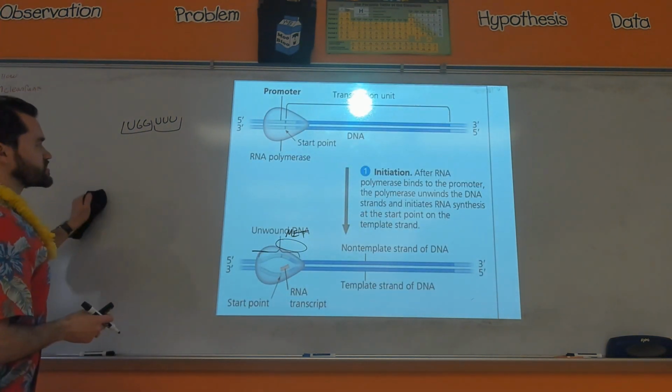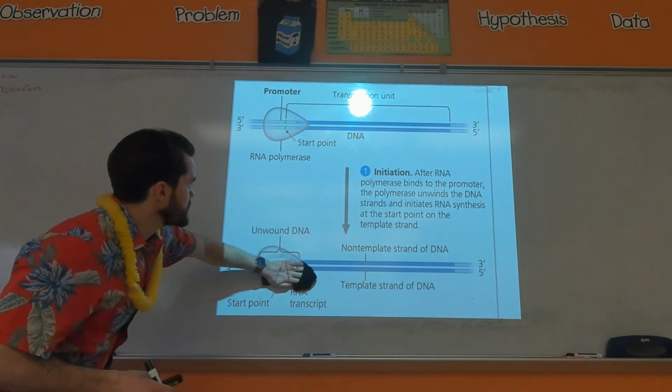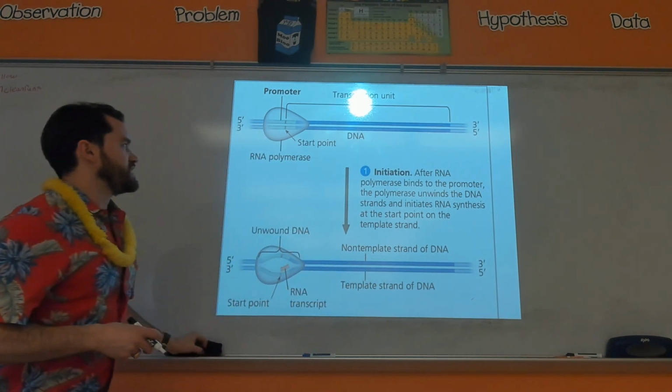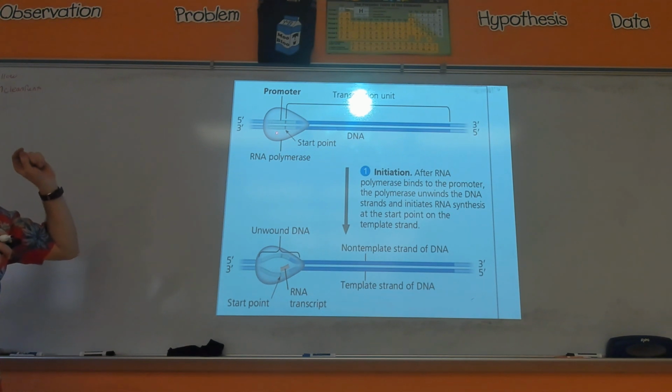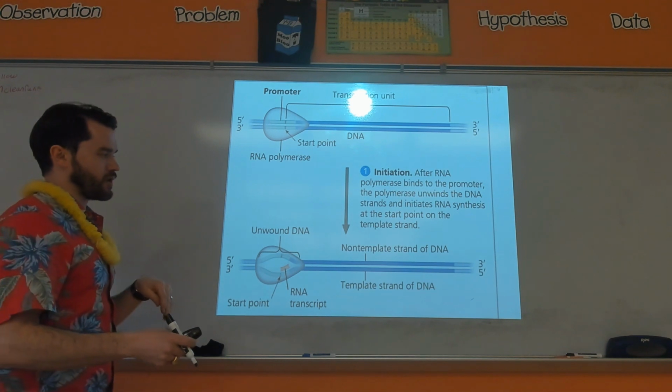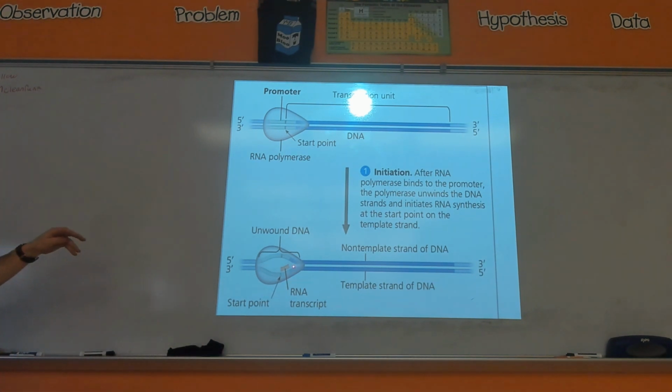All right, so getting into transcription. Well, if we want to start transcription, RNA polymerase must bind to something called a promoter. This whole thing, we call this a transcription unit. This would be basically the whole sequence of DNA that we're going to use to make your mRNA. So first, you need to know the 3 phases of transcription.